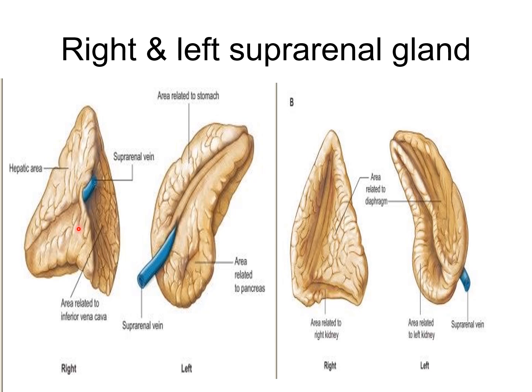The right suprarenal gland is triangular or pyramidal in shape, and the left side is semilunar in shape. So the shape of the left suprarenal gland is semilunar.